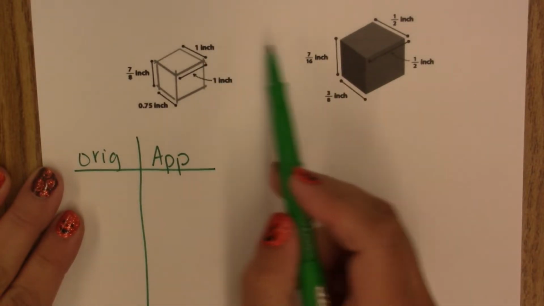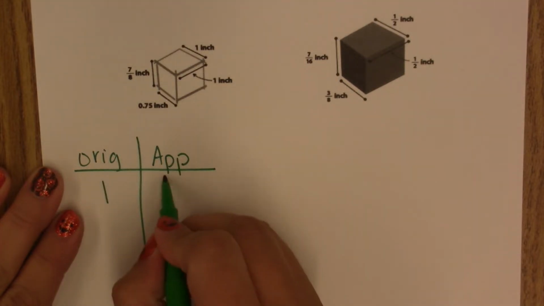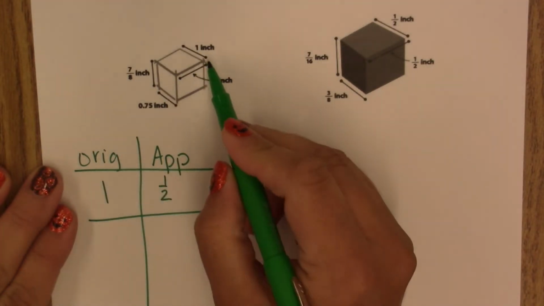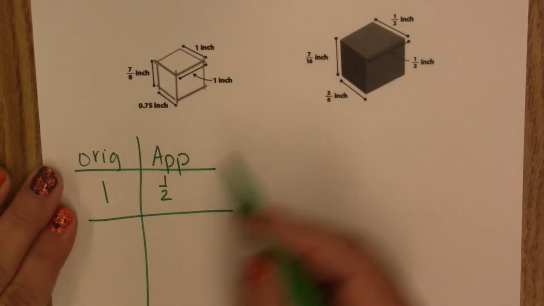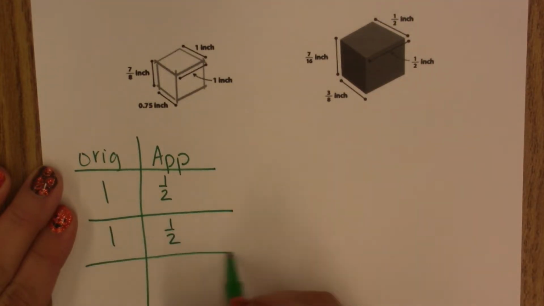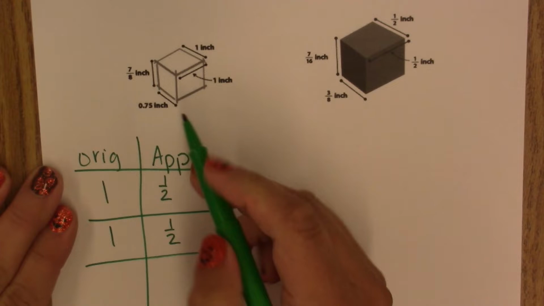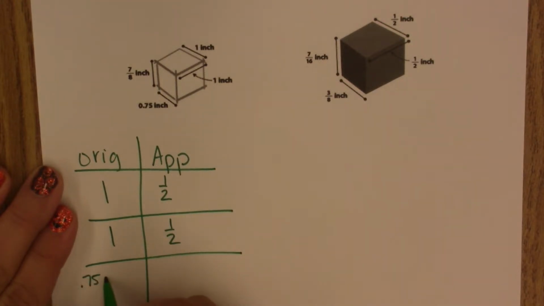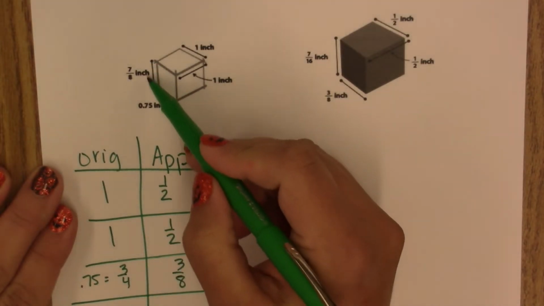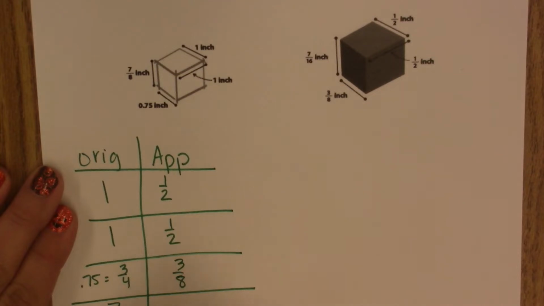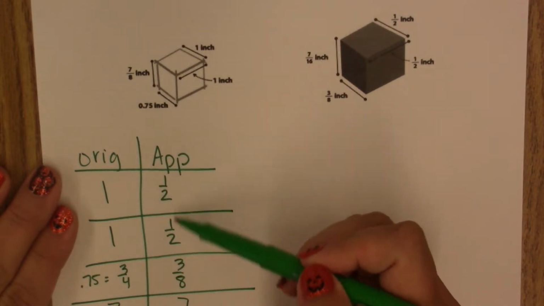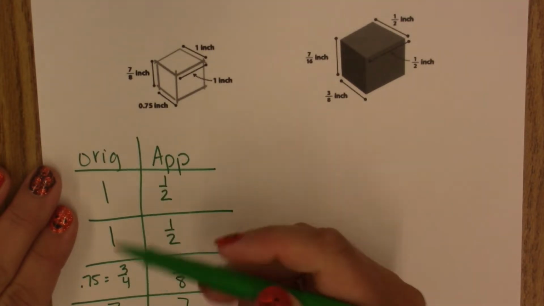So I have a 1 inch and 1/2 inch. I'm going to work clockwise again, so 1 and 1/2. 0.75, which would also be 3/4. And then over here, 3/8. And then 7/8. And over here, 7/16. So in order to see if our table is proportional, we do our y divided by our x.